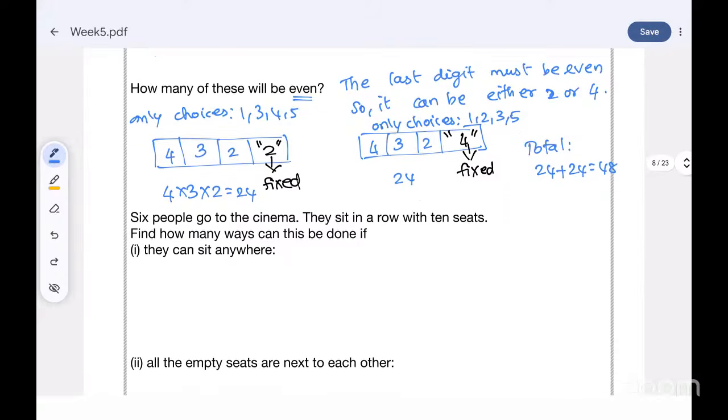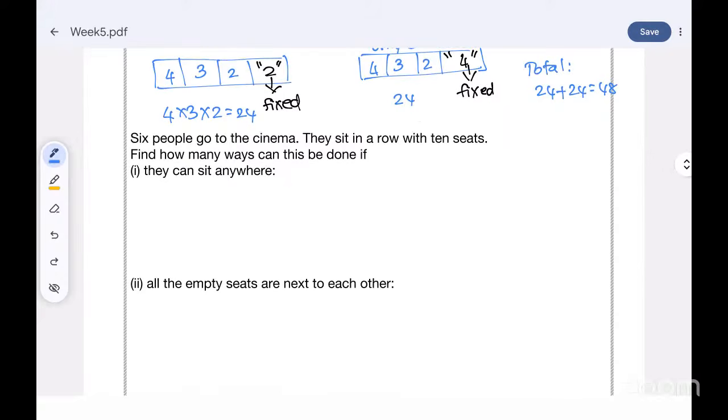Okay. The next question: you have 6 people going to the cinema. They sit in a row with 10 seats. Now there are two different questions. Find how many ways this can be done if they can sit anywhere. This is a very straightforward question. You have 10 seats and you are going to make six people sit in them, so the answer should be straight away 10P6. Now instead, if the question is that all the empty seats are next to each other, then what should we do?